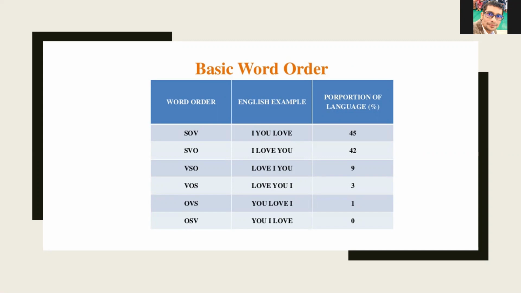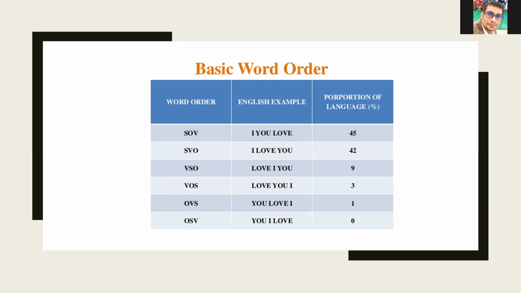"Love I you," 9% only. VOS, verb, object, and subject, "love you I." OVS, object, verb, subject, "you love I." And OSV, "you I love." That is from this table. I think you have got an idea that normally sentences are constructed with the main three chunks, like subject, verb, and object. And in accordance with that, word order, this percentage has been made.